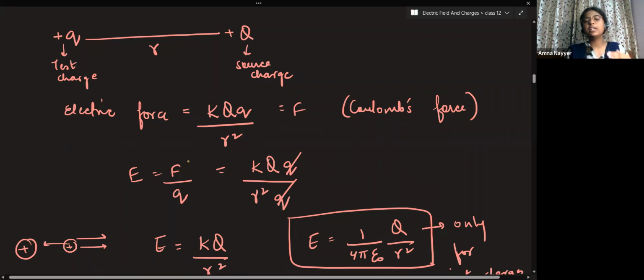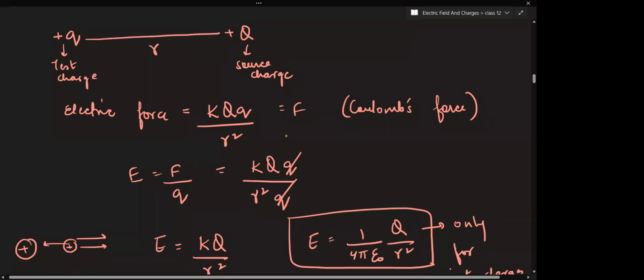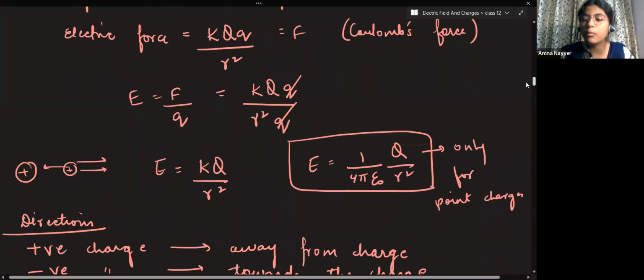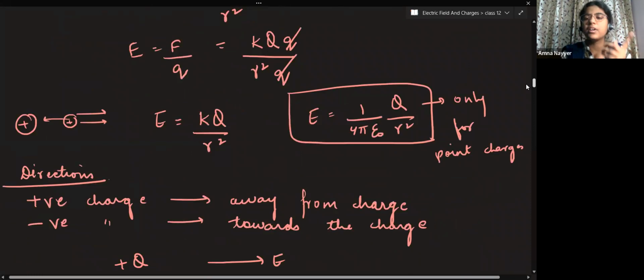But electric field is force per unit charge, per unit positive test charge that we say. So because of this relation, this q vanishes, and you only have the source charge present. So the formula of electric field for a point charge or any spherical particle becomes 1 by 4 pi epsilon naught, that is k, Q divided by r square. Is this clear?